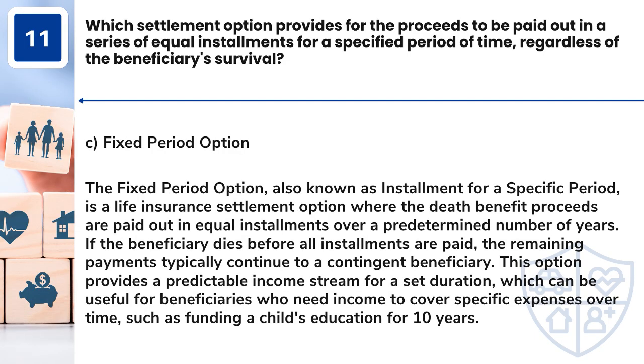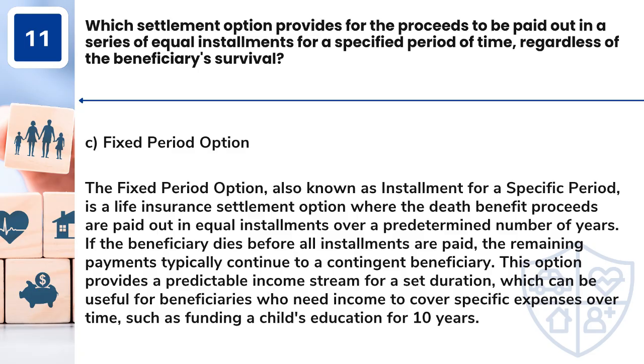Answer, C. Fixed period option. The fixed period option, also known as installment for a specific period, is a life insurance settlement option where the death benefit proceeds are paid out in equal installments over a predetermined number of years. If the beneficiary dies before all installments are paid, the remaining payments typically continue to a contingent beneficiary.